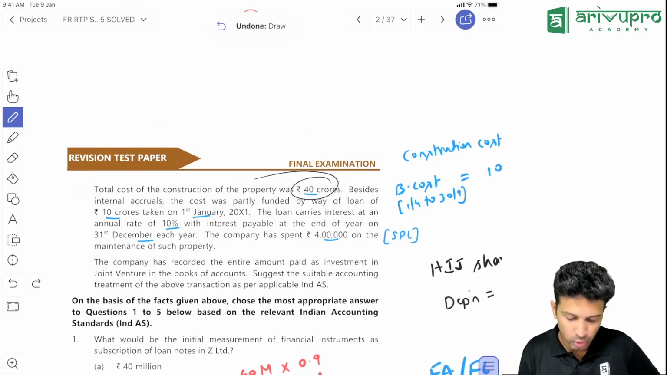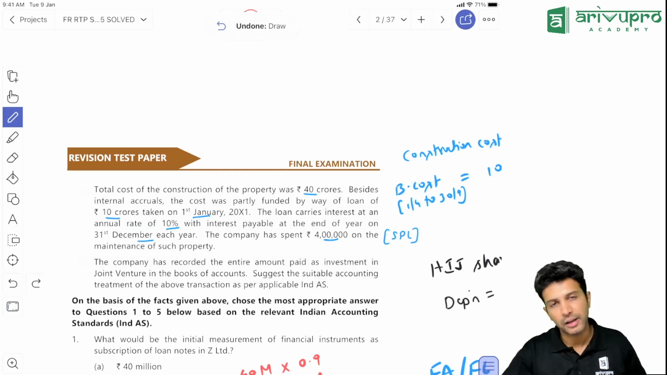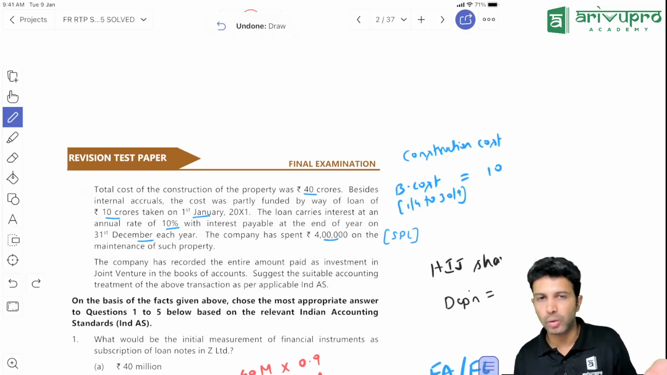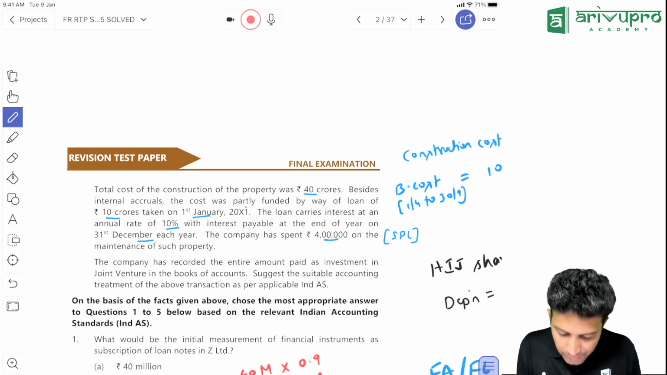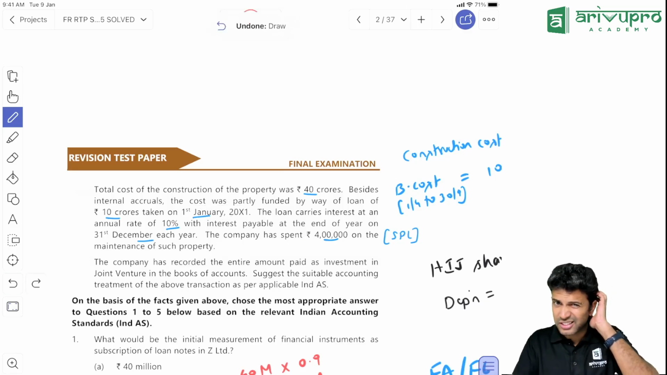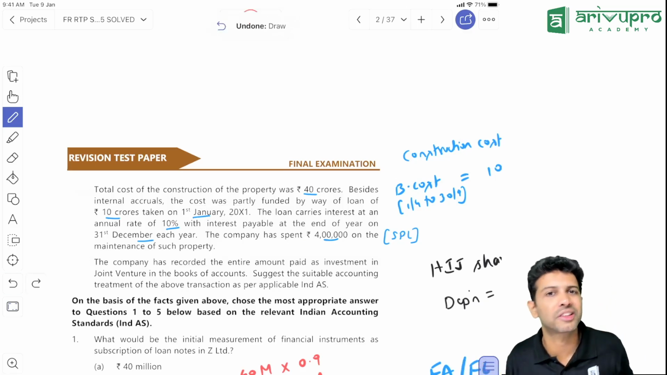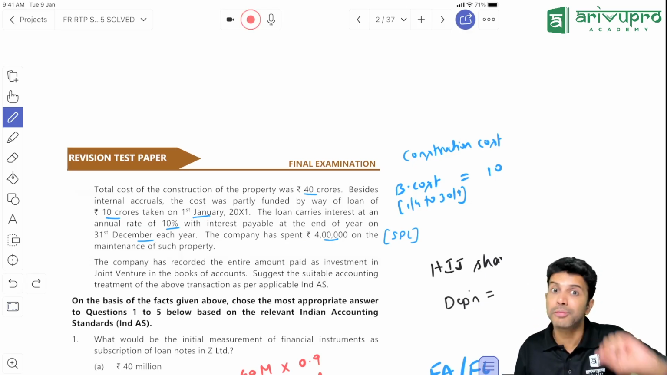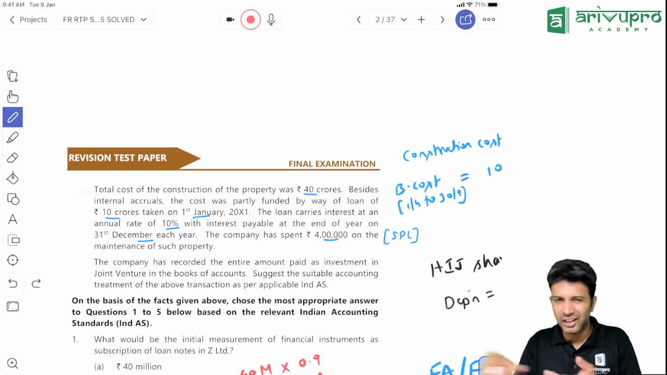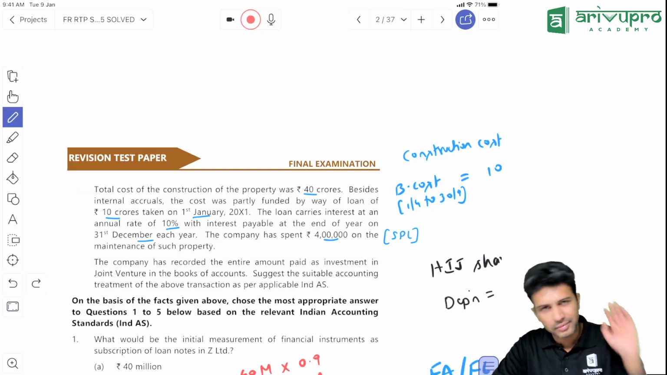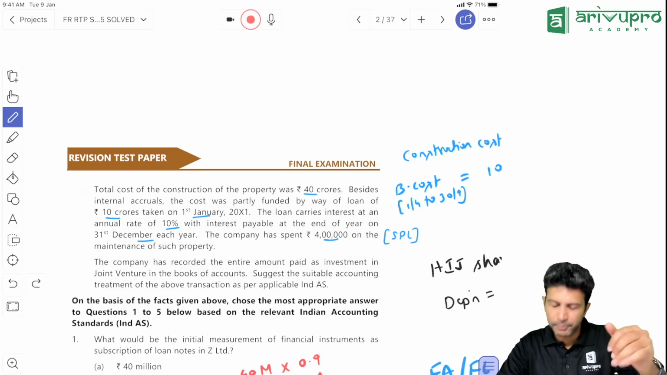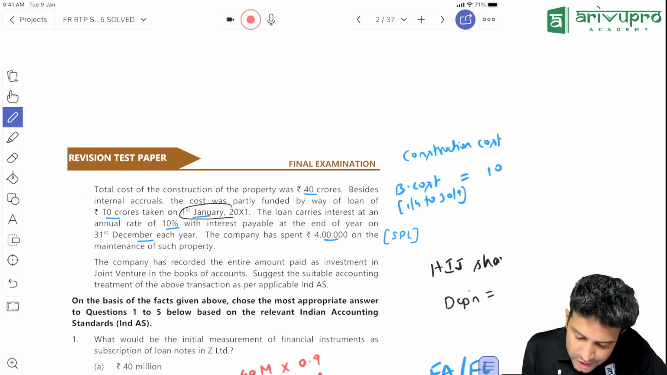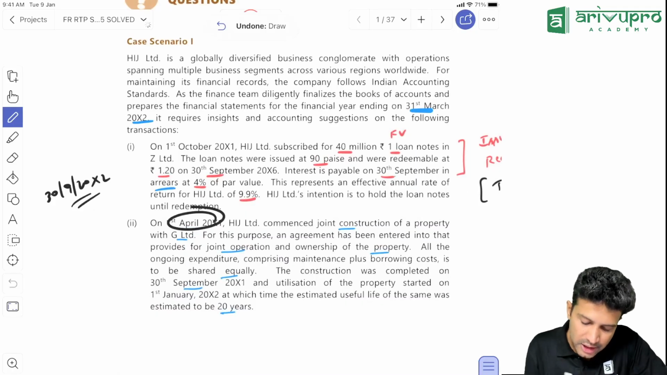Besides internal accrual, the cost was partly funded by a loan of 10 crore taken on 1st January. To fund this construction, we have taken a loan. But we can't start capitalizing the borrowing cost, okay, unless it's a qualifying asset. It is taking about 6 months, right? 6 months can be considered a substantial period of time if management deems it so. In a problem, I have always told you to consider it a qualifying asset only, right? So though the borrowing cost starts from 1st January, our current year starts only from April.